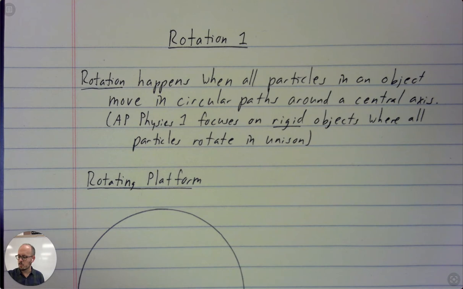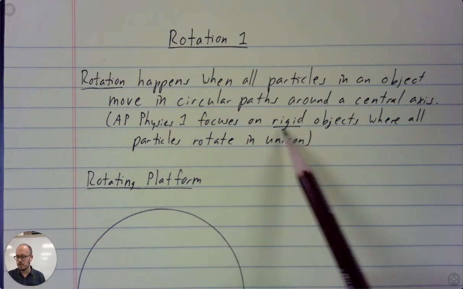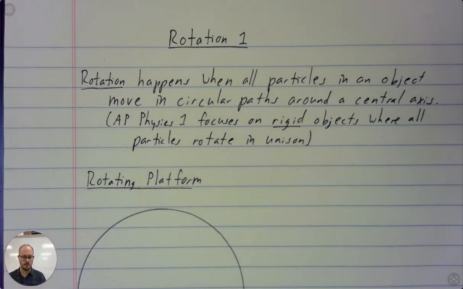In AP Physics 1, we focus on things that are rigid instead of flexible. So if I tried to rotate this piece of paper, it's actually changing its shape as I move it. Or if I took a piece of string and wiggled it, even if I spun it around a circle, not all parts of that rope are going to rotate together. One part of it at the end will lag behind the parts that are close to my hand.